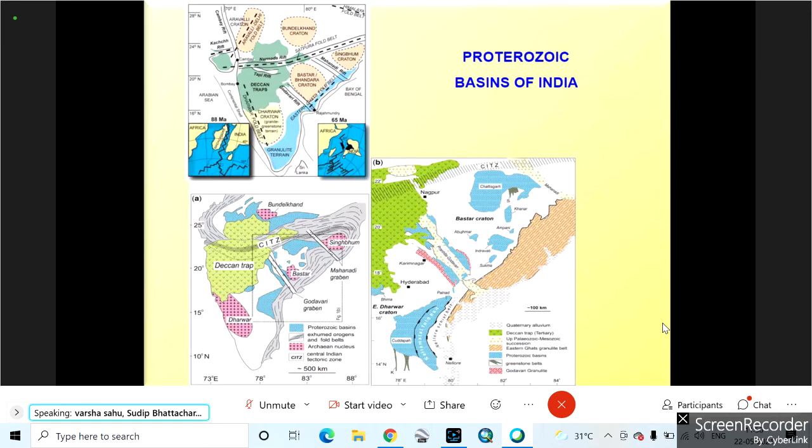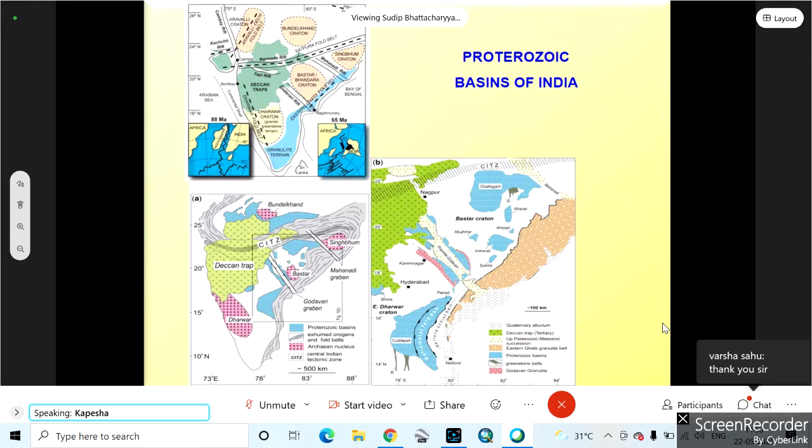Hello, sir. I am Kapil Saloko from Wadia Institute of Himalayan Geology, and I work in the Indo-Burma range. And Indo-Burma range is known to be deposited by an accretionary wedge. So, can you kindly elaborate a bit on the mechanism of accretionary wedge?